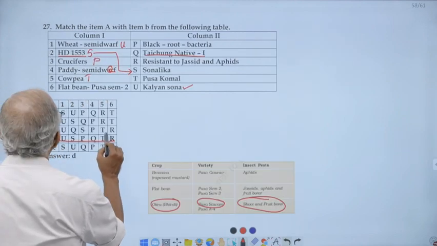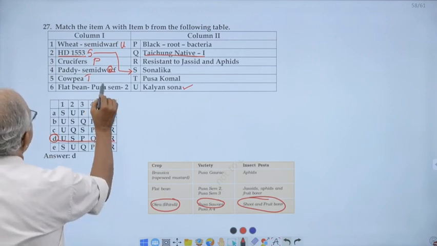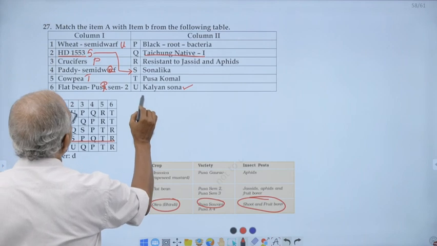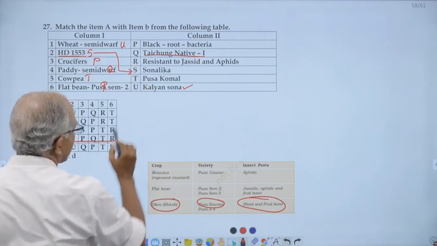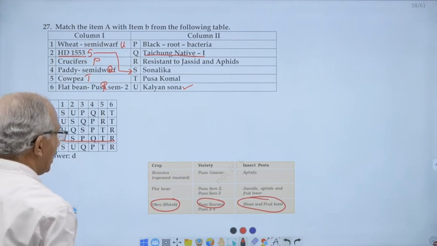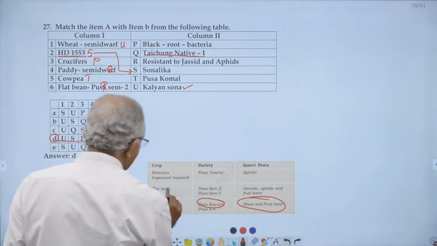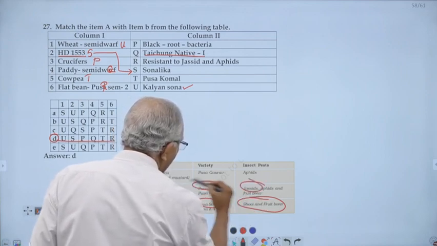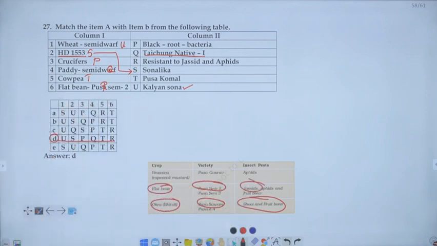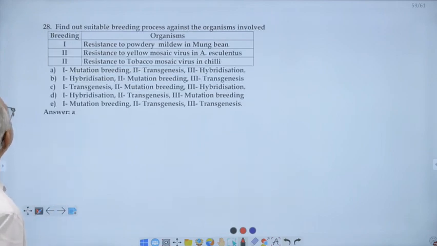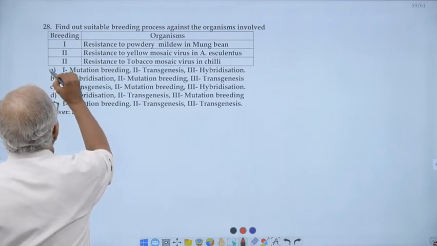Then 6 can be matched with R. Flat bean Pusa Sem 2 is resistant to jassids, insect resistant. Pusa Sem 2, resistant to jassids. So answer is D. Next, 28. Answer is A.